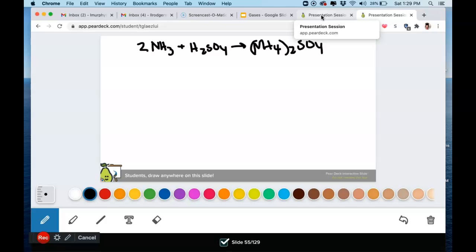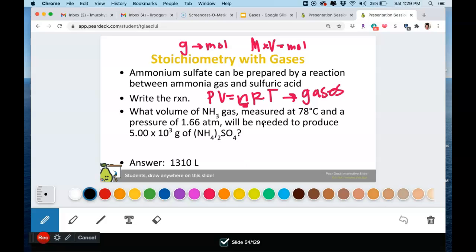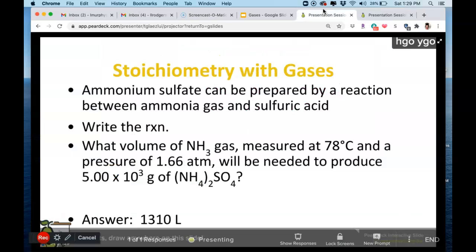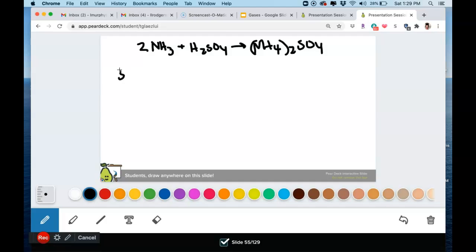so again, let's look at the problem. I give you a pressure and a temperature, which is not enough to use Pervner yet, but we do have grams of ammonium sulfate, so we can turn grams of ammonium sulfate into moles of ammonium sulfate, right? So 5 times 10 to the third. 5 times 10 to the third is the same as 5,000. Okay, so 5.00 times 10 to the third grams of ammonium sulfate. That's how much they want to produce.